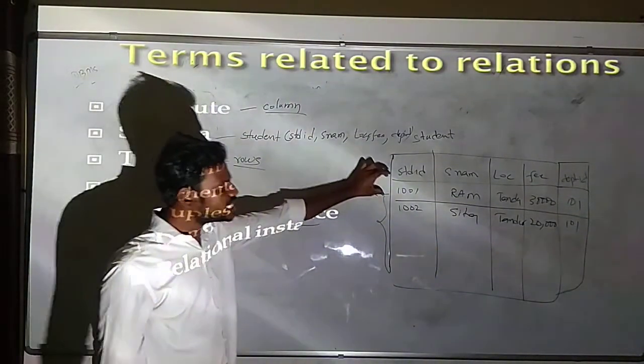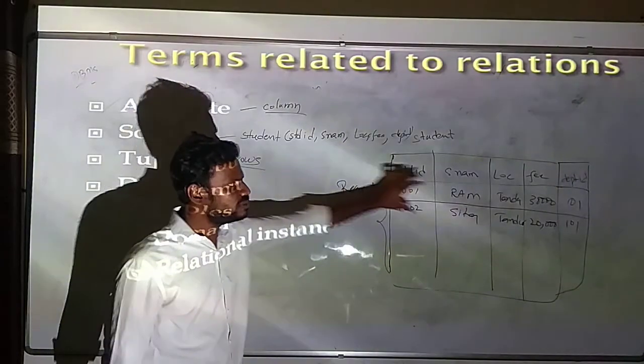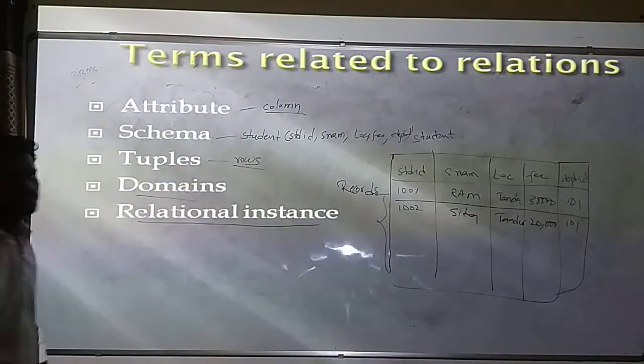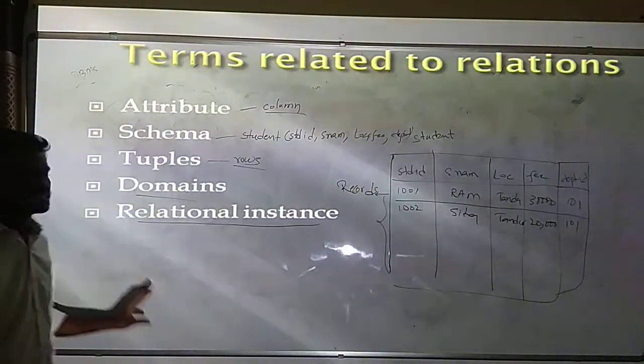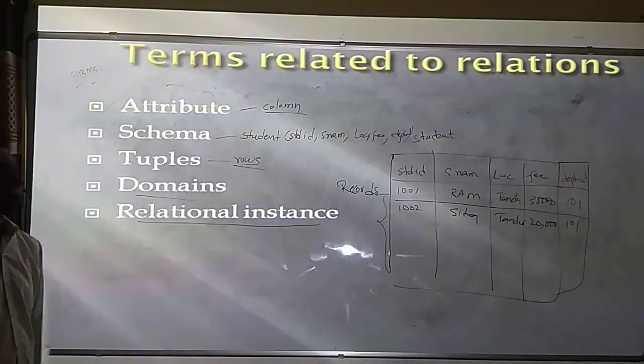So consider an instance of the table is Ram's information. Then he will be having entire information about him. Then I will go for Sita. Sita's information will be there. That is what the relational instance is.